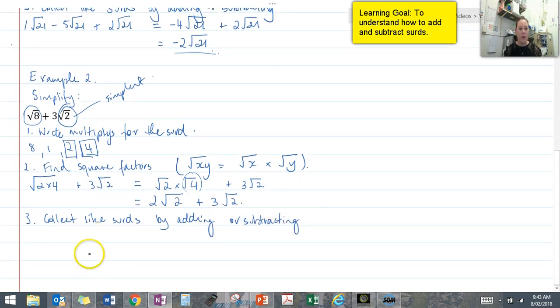Okay, so now we're going to have equals, we have a 2 as a coefficient and a 3, so 2 plus 3, so that will be 5 times the square root of 2 is our final answer there. So therefore the square root of 8 plus 3 square root 2 is equal to 5 square root 2. And you could check that on your calculator to see if you got that approximately correct.